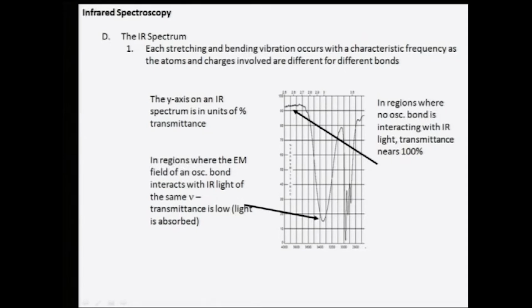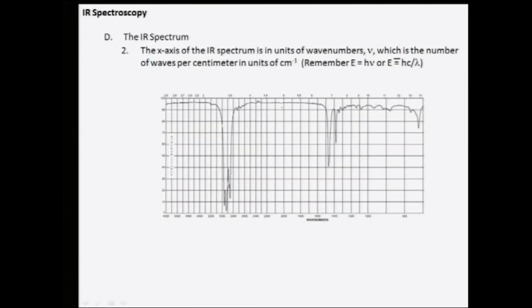Each stretching and bending vibration occurs at very specific characteristic frequencies, which we have already told you. As you can see, these are where the electromagnetic field of oscillations interacts with the IR light. So transmission will be very low. Transmission is what is important here, not absorption, plotted versus wave number. In regions where the bonds do not interact with light, the transmission is almost 100%, because there are no oscillations of bonds.